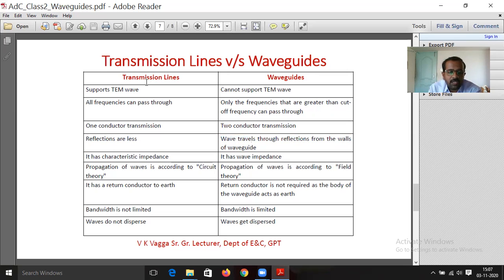And if you take the characteristic impedance, it is available in the transmission lines, and it is represented with the wave impedance here.